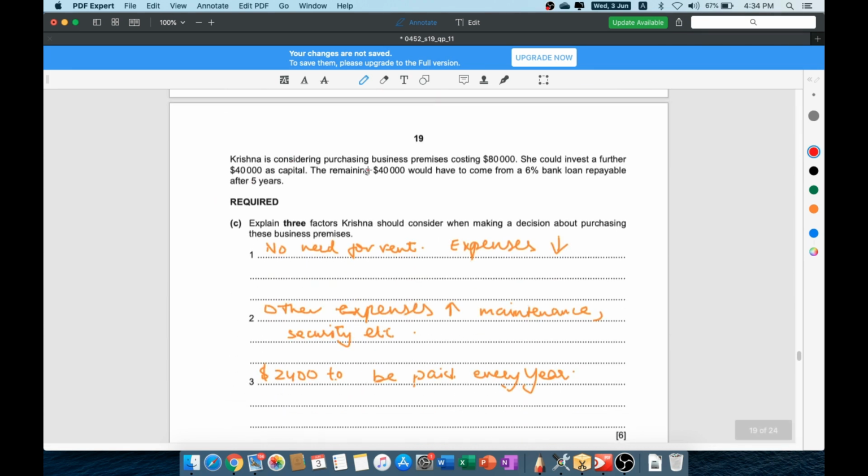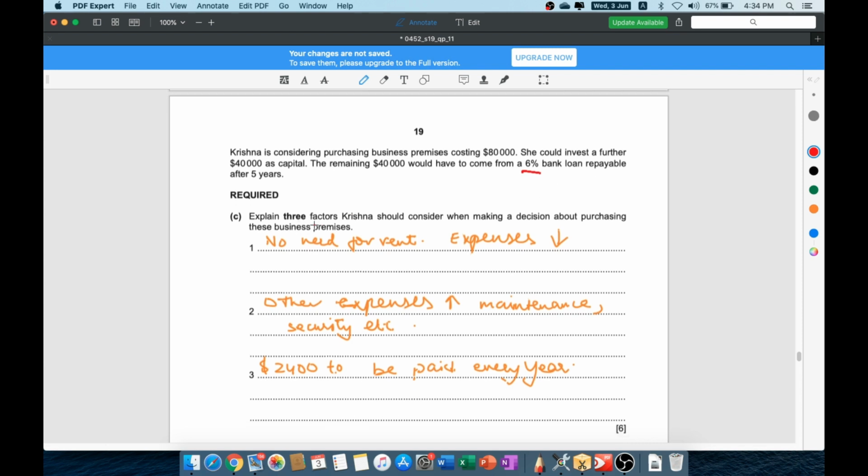Krishna is considering purchasing business premises costing $80,000. She could invest a further $40,000 as capital. The remaining $40,000 would have to come from a 6% bank loan repayable after 5 years. All right. He's asking, explain 3 factors Krishna should consider when making a decision about purchasing these business premises.